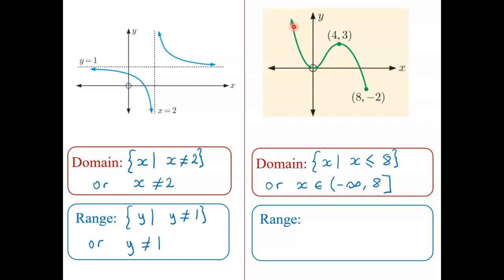Now range, look at the screen there. The y-coordinate is decreasing, now it's increasing, and now it's decreasing again, reaching up to the value of -2. So it means that y could be anything greater than or equal to -2. Whereas in terms of interval notation, you would say that y can be anything from -2 up to infinity. Notice the square bracket around the -2.